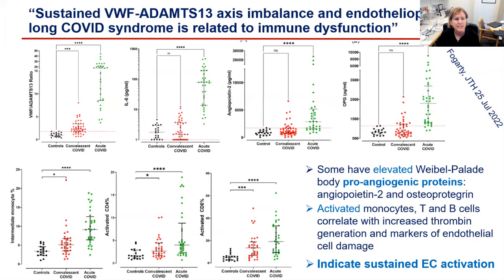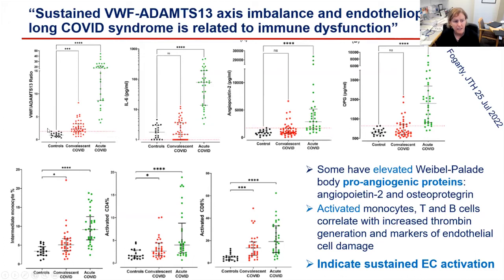It's a very busy slide from this same paper, and what I want you to focus on across these different panels is that the controls are in black, the convalescent patient results are in red, and the acute COVID is in green.